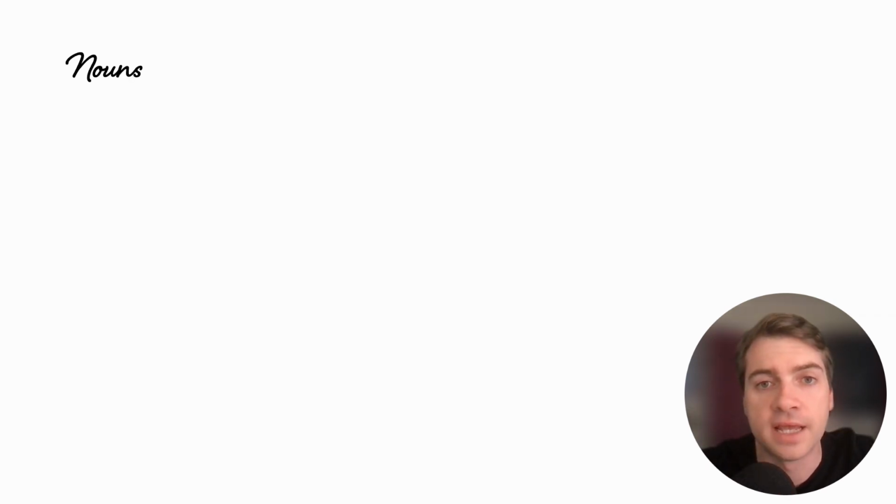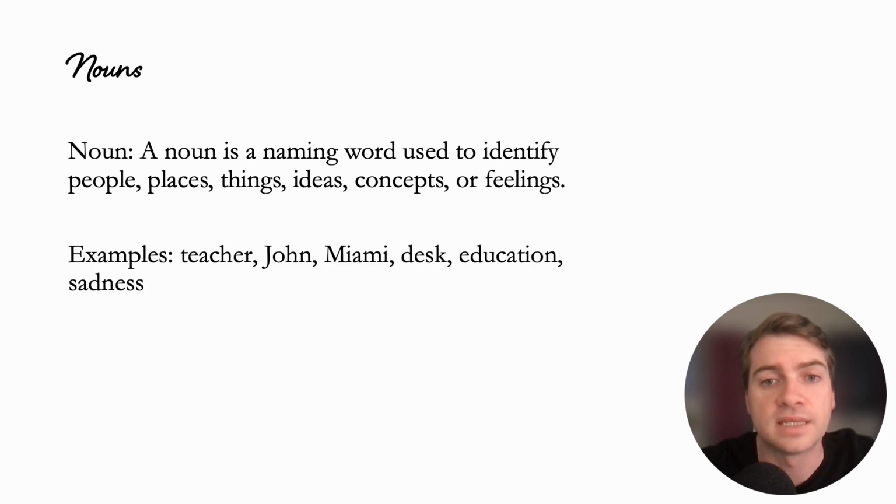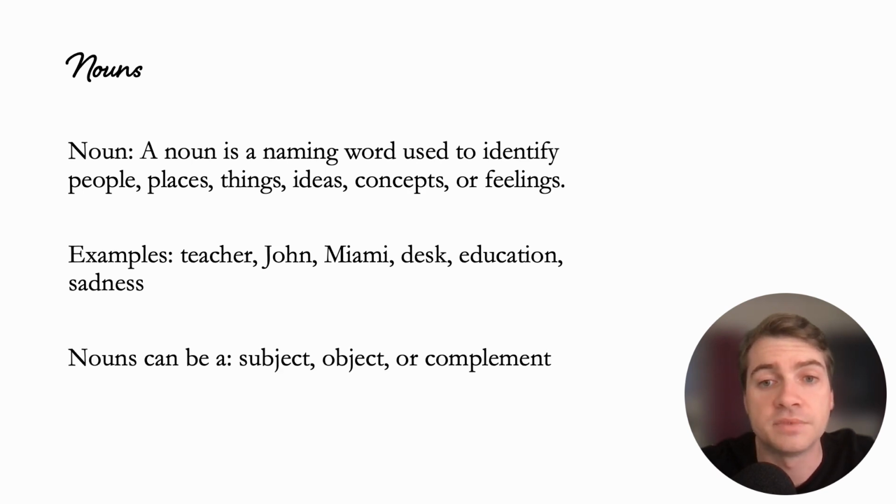All right, let's start with nouns. A noun is a naming word that we use to identify people, places, things, ideas, and feelings. So, for example, a teacher is a person, John is a person, Miami is a place, a desk is a thing, education is a concept or idea, and sadness is a feeling. Nouns can be the subject, object, or complement in a sentence, so they're quite flexible. But we'll discuss that more in the sentence structure lesson later on.